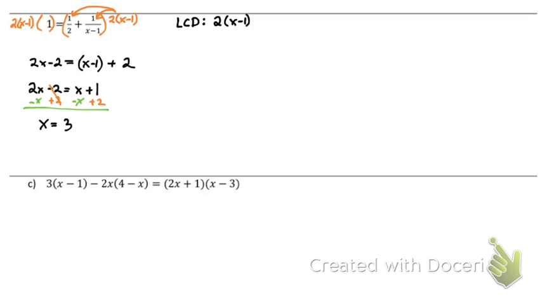What number couldn't x be? 1. Did we get out 1? Nope. 3 works. If I plug in 3, I have 1 over 2. That's fine. 1/2 plus 1/2 equals 1. That works. That means this is conditional. Conditional.